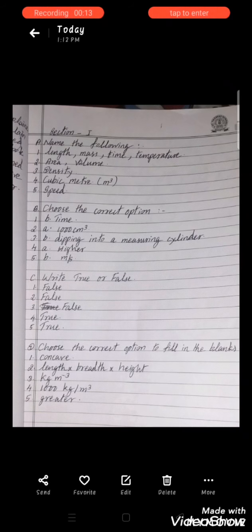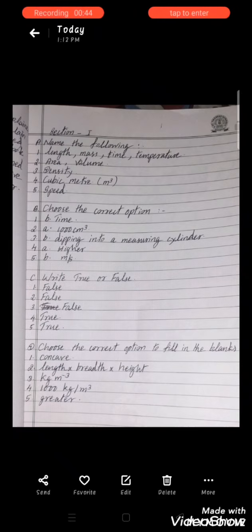Dear students, in my previous video, I explained from the new textbook. Today, I will give the exercise questions related to this chapter. First, we will start from section 1. Here, only answers are given. You write the questions from the textbook and write in your notebook all these answers.